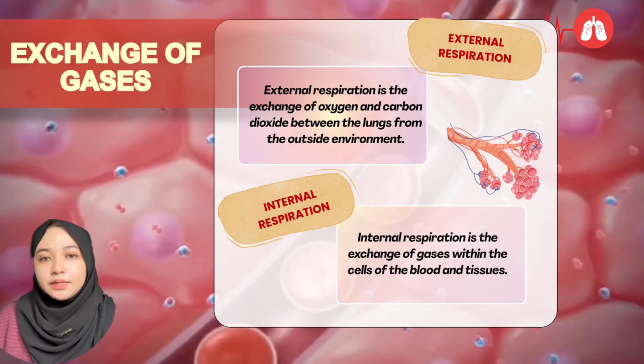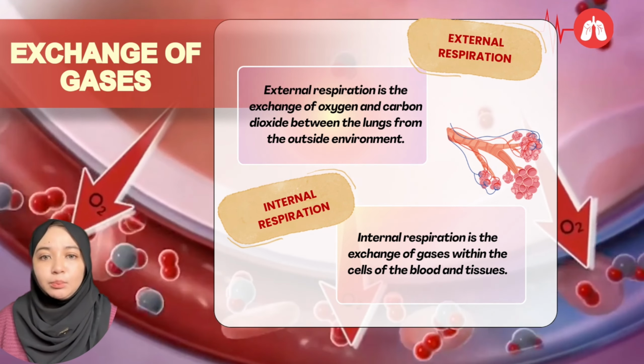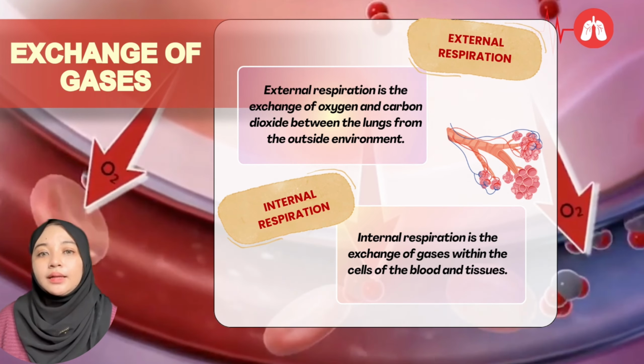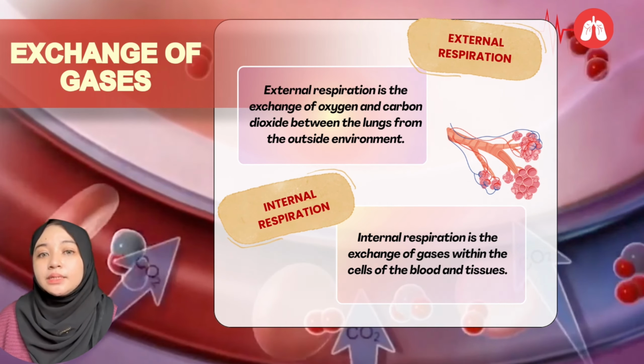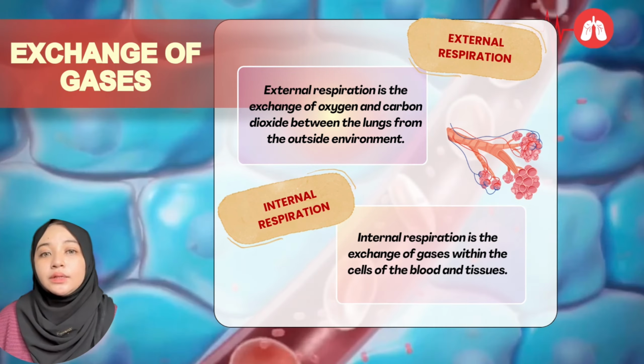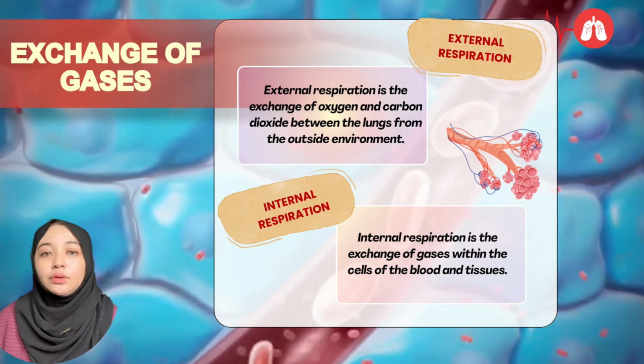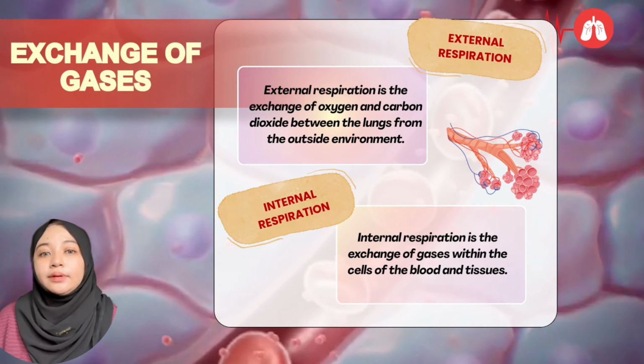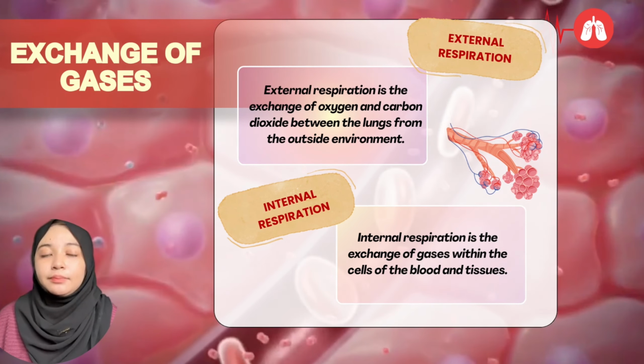Internal respiration happens inside the body between the blood and the body cells. Oxygen leaves the blood and enters the tissue, while carbon dioxide from the cell goes into the blood to be carried back to the lung. Both processes are important to keep our cells alive and working properly.